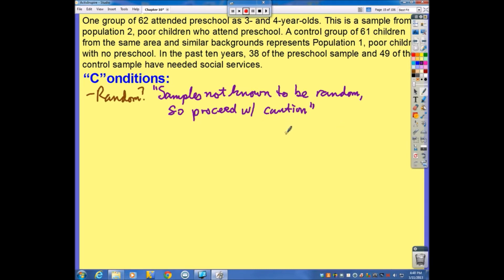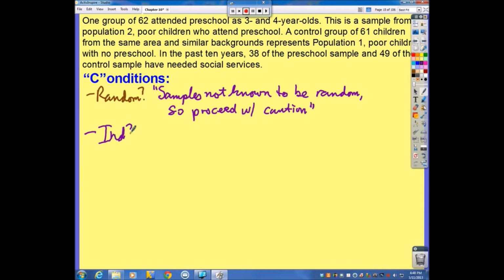The thing is, since this is not from a random sample or from a random treatment, whatever findings we get from this problem only apply to these 62 children and these 61 children. We cannot apply it to all 3 and 4-year-old children who attend preschool or do not attend preschool. So our findings will only apply to this group of people, and that's it. That's mainly what you can conclude with a non-random sample.